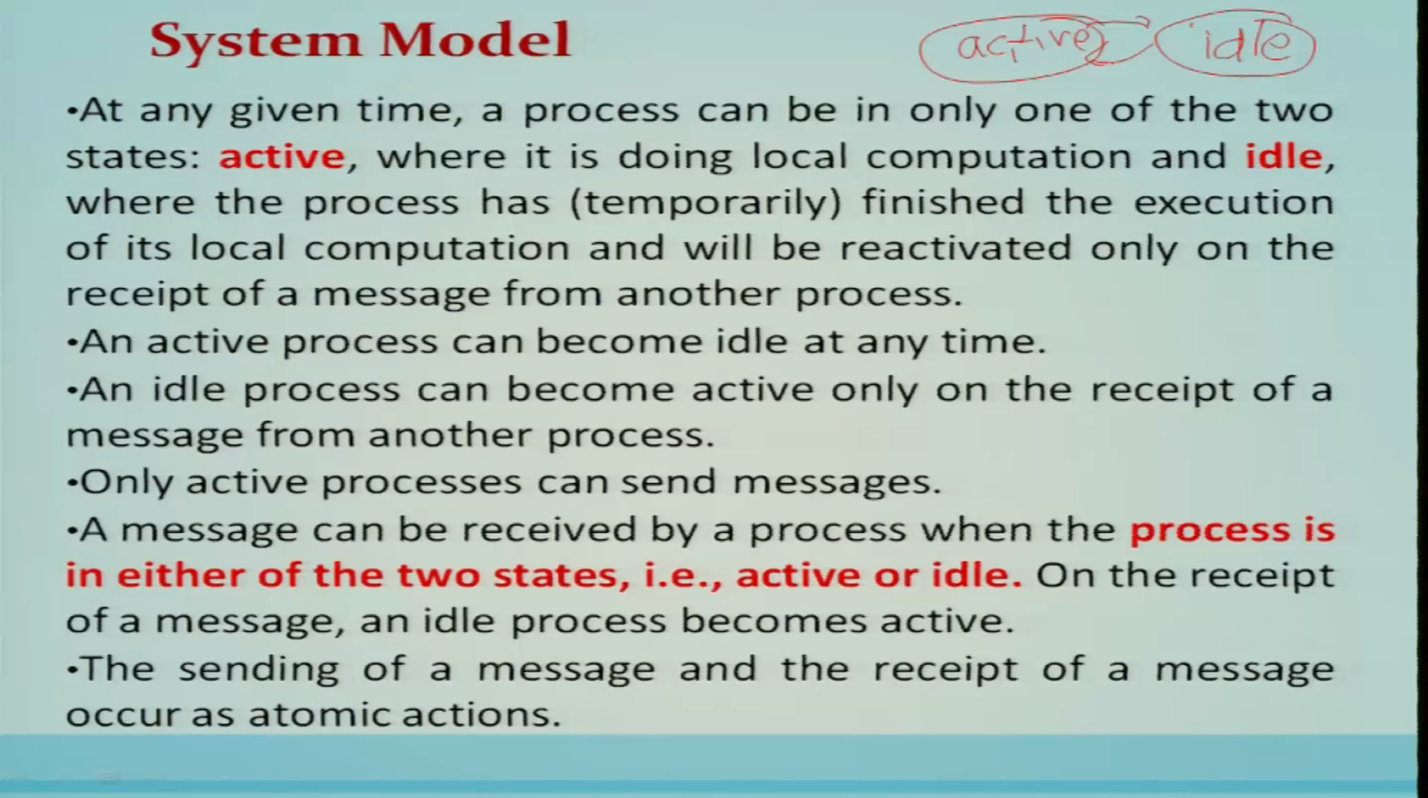So these states are not fixed, they are changing. An active process can become idle at any point of time, and an idle process can become active only on the receipt of a message from any other process. Only an active process can send messages. A message can be received by a process when the process is either active or idle. On the receipt of a message, the idle process can become active, as shown here. The sending of a message and the receipt of a message occur as atomic actions.